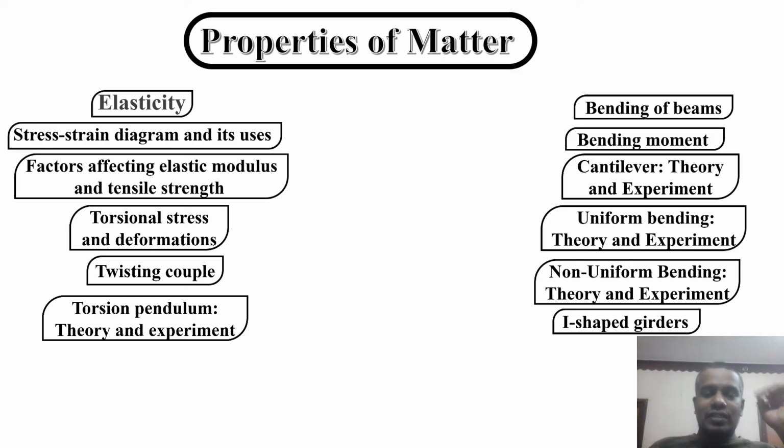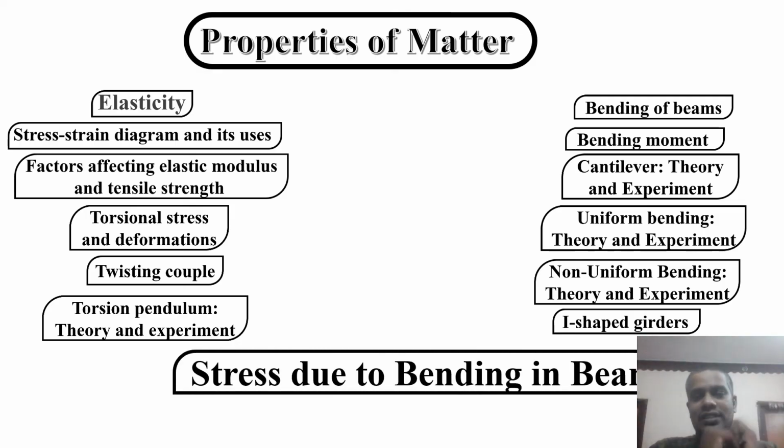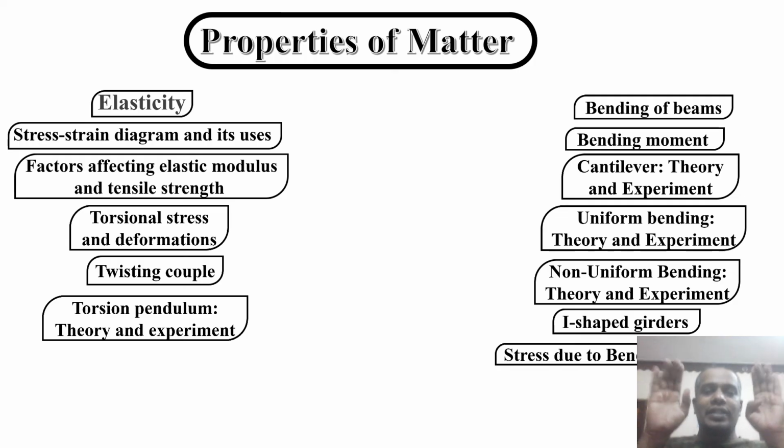So these are the topics we are going to look at in the first unit, the properties of matter. The first part we will look at is the elastic behaviors, then the moduli of elasticity, the applications, everything. The next part is the bending moment, the cantilever, uniform and non-uniform bending, and I-shaped girders. These are the two major areas we are going to look at in the first unit, the properties of matter.